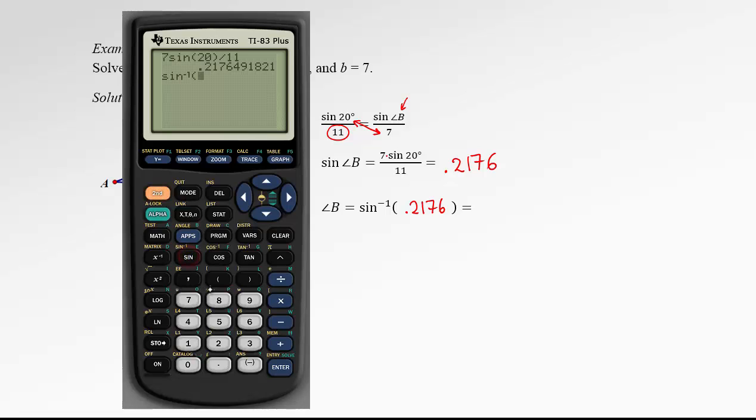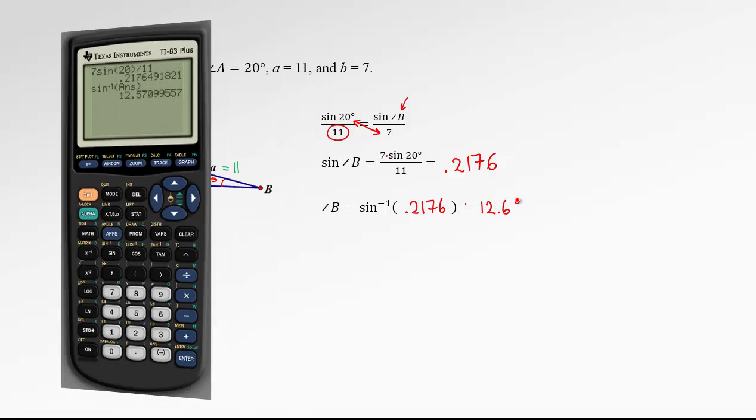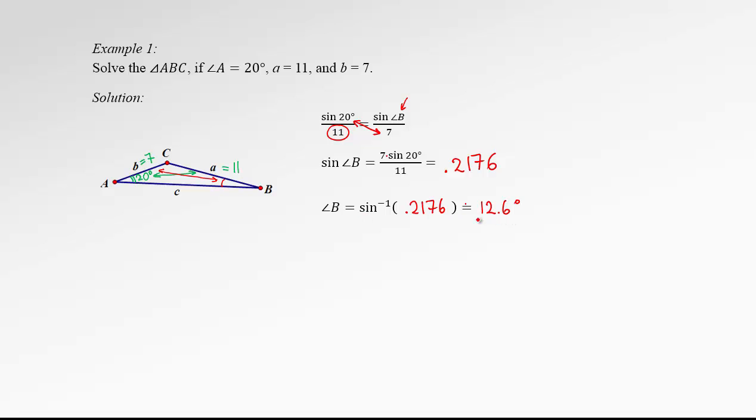Second sine, and now instead of entering the rounded to 4 decimal places value, we can use the value that is already stored in the calculator by using second answer. That gives us a bit more precision. So enter, and we end up with approximately 12.6 degrees. Okay, this is approximately 12.6 degrees. So we found angle B.